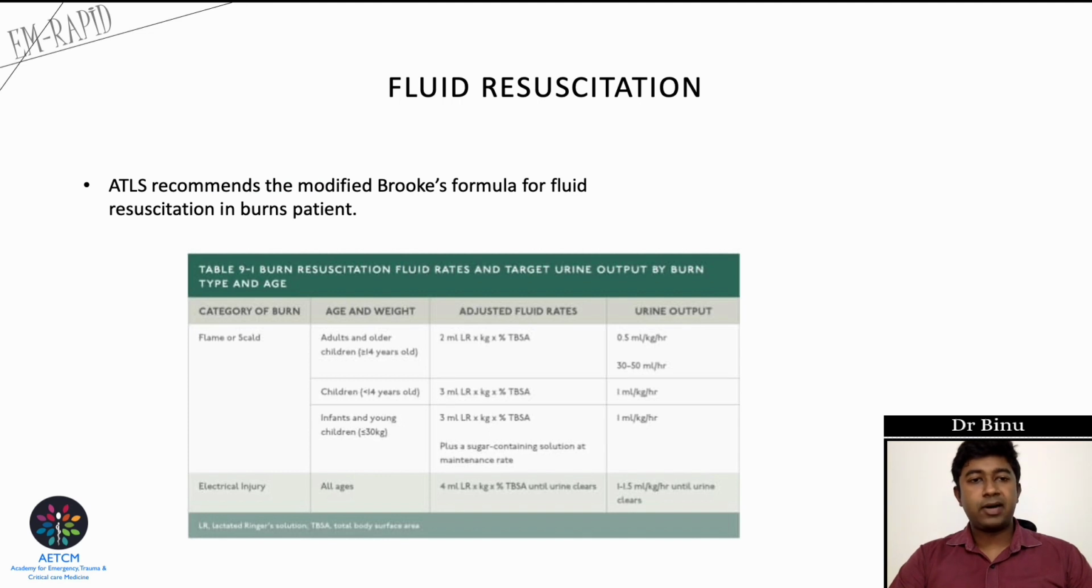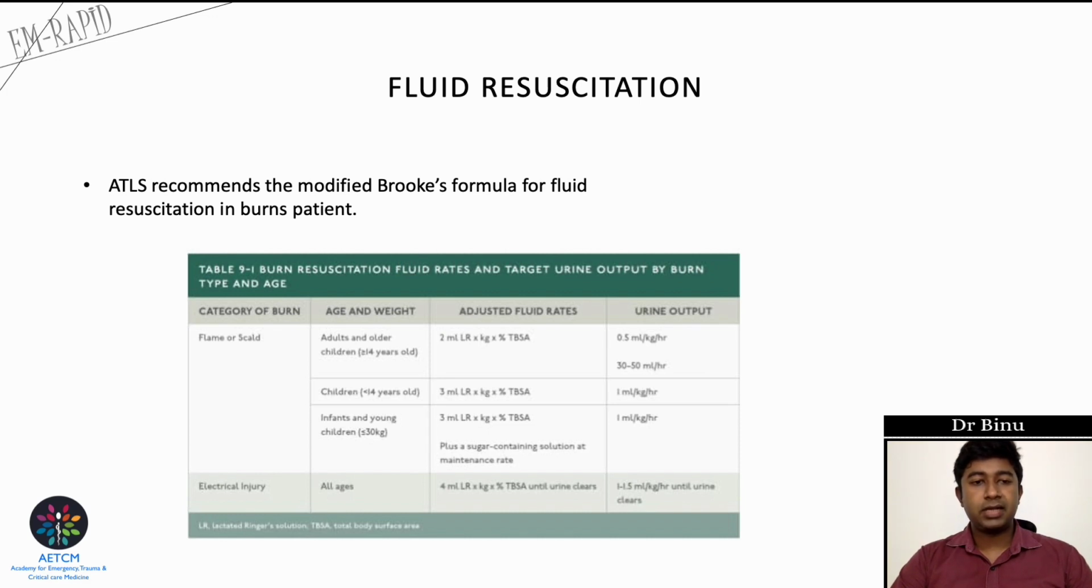ATLS recommends the modified Brooke formula for fluid resuscitation in burn patients. In children who are above 4 years of age or above 25 kilograms in body weight, and in adults, we use the formula 2 ml lactated Ringer times total body weight in kilograms times total percentage of body surface area, including the partial and full thickness burns. And we aim for a urinary output of 0.5 ml per kilogram per hour and or 30 to 50 ml per hour.